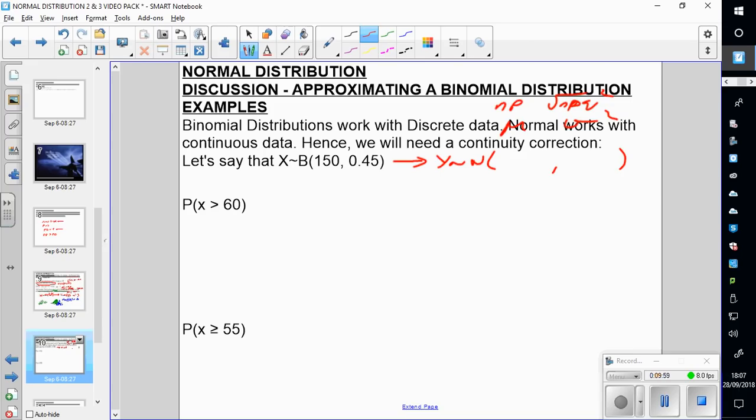So np, 150 times 0.45, is 67.5, that's our mean. Times that by 0.55, because remember q is 1 minus p, and square root that. So we get 6.093, all squared. Okay?